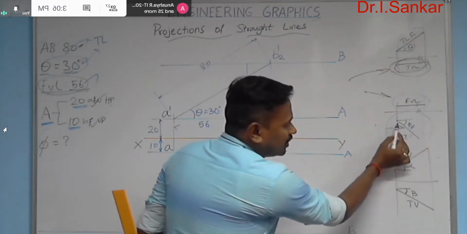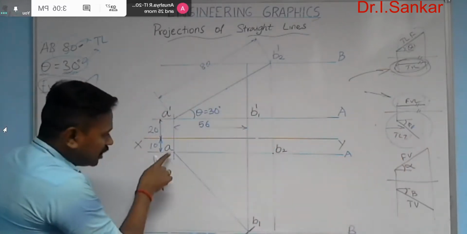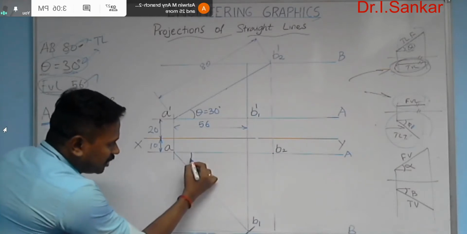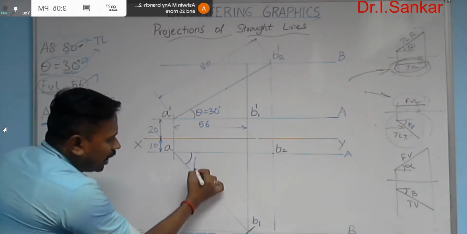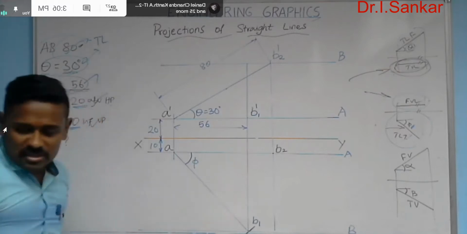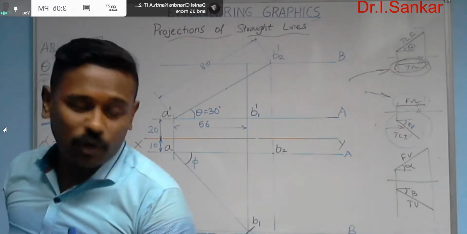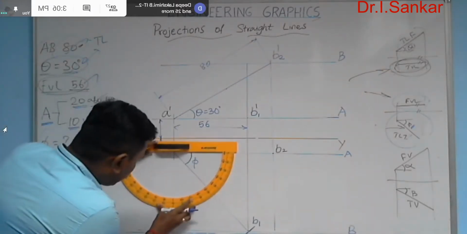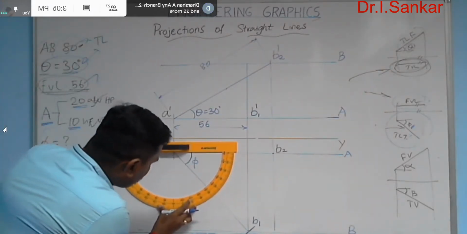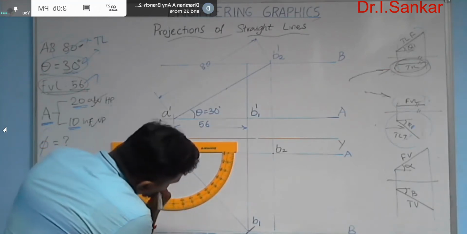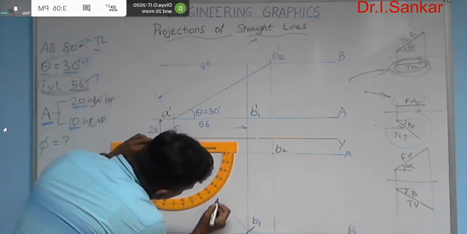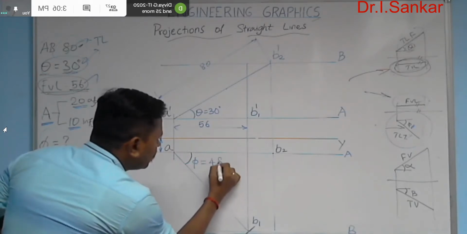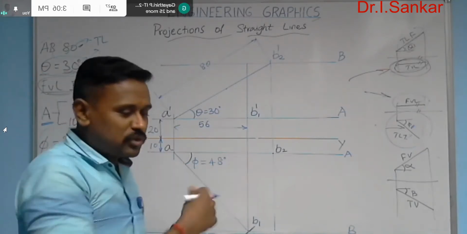Now I have that true length line. I just drew the true length line in the top view. Phi is nothing but the angle of inclination between the true length line in the top view and the XY line. Just measure it. This is also a part of your answer. For me, it is 48 degree. Your answer may differ when you draw these things with two dimensions.